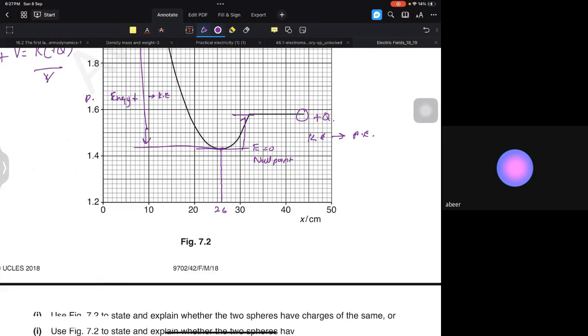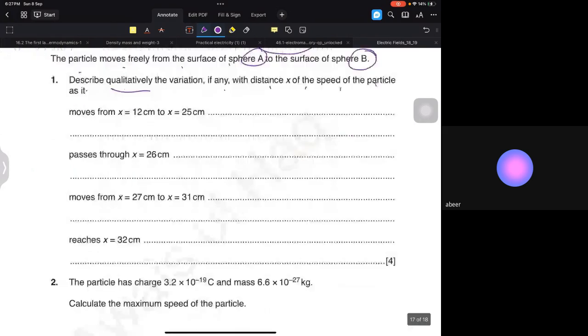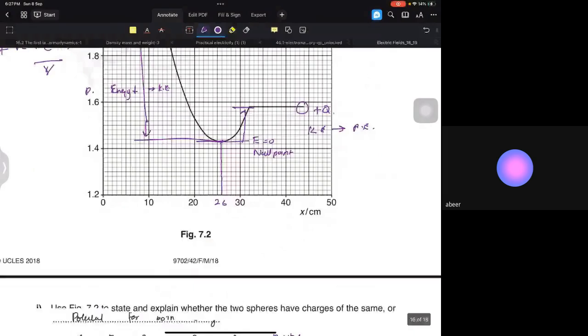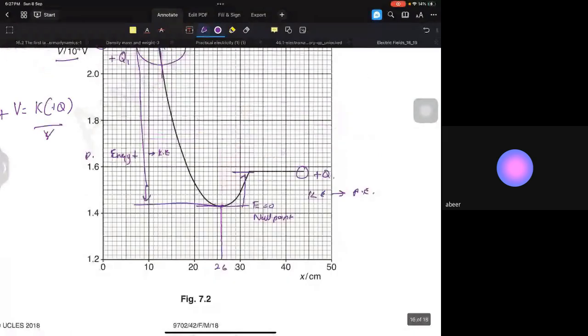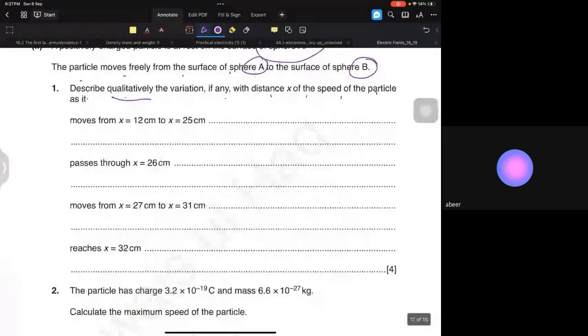I'm going to write the same thing. They're saying moving from 12 to 25. What is 25 at? Okay, this point, right? So obviously, I would say that speed increases. This just says describe, and in my opinion, if they're saying you just need to describe, you probably don't need to write a lot of explanation. Just write increases, decreases, whatever. And it passes through this.